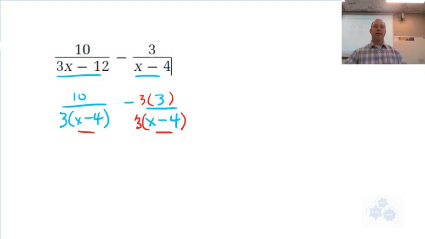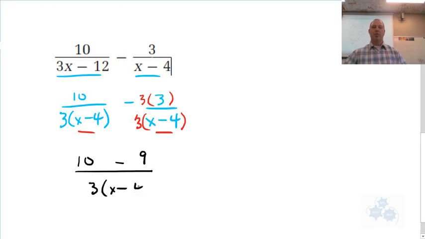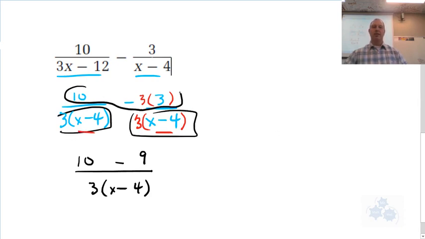So this simplifies now to 10 minus 9 over 3 times x minus 4. See that? Common denominator now. We can simply subtract the tops. So that is 1 over 3 times x minus 4.